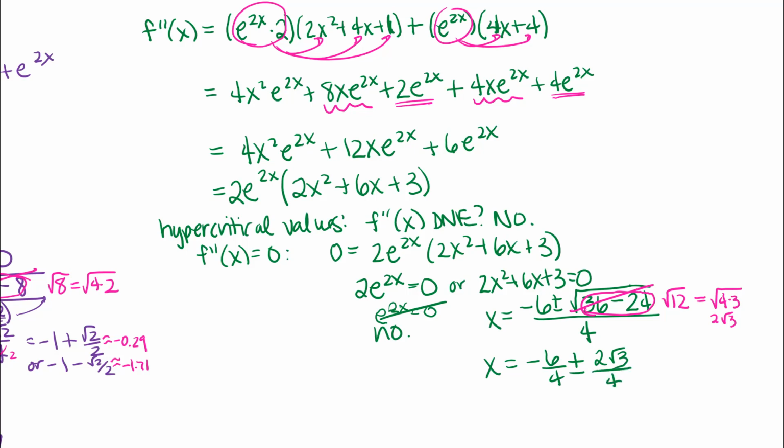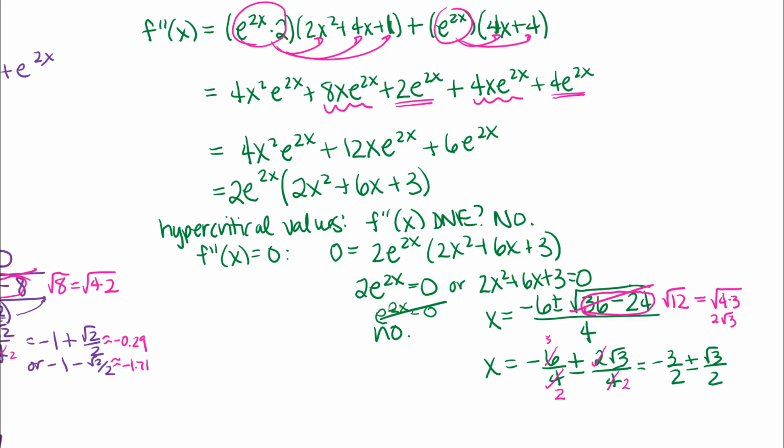And then there is a little bit of reducing I can do. In this first fraction, into 6 and 4, 2 goes into both of those. So I'm left with a 3 on the numerator and 2 on the denominator. And in the second fraction, 2 goes into both 2 and 4. So I'm left with a 1 square root of 3 on the numerator and just 2 on the denominator. So I get negative 3/2 plus or minus square root of 3 over 2.